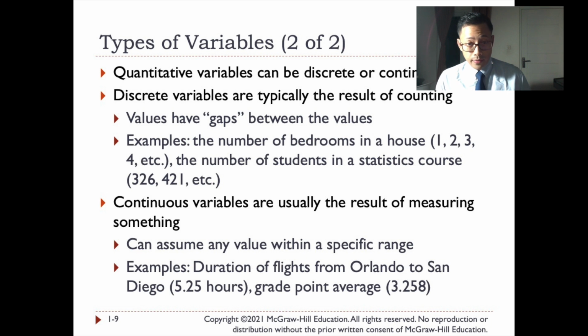Another quantitative variable is called the continuous variable. This is basically the result of measuring something. I've mentioned examples such as the wage of workers in your particular company, and the profit of a particular company in a given period. That's another example of a continuous variable. Here is the duration of flights from Orlando to San Diego, for example, and students' grade point average or GPA.